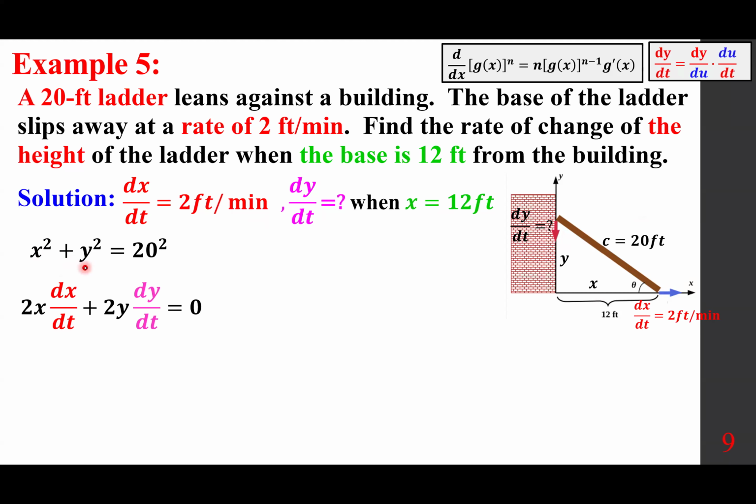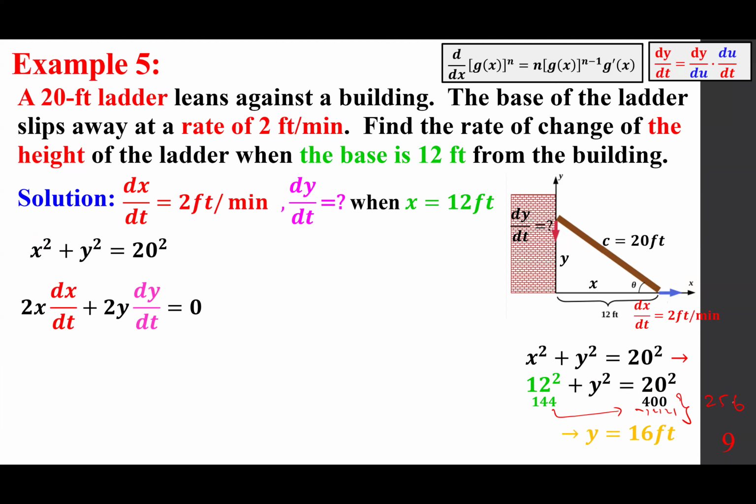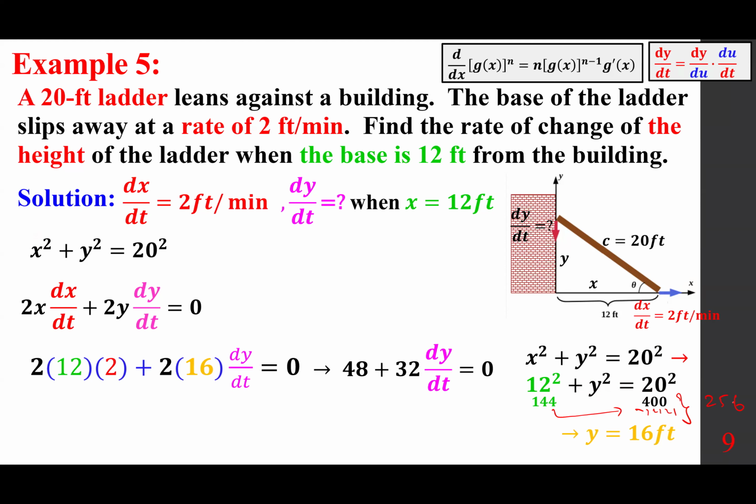You notice you have everything except y is missing, but at the point that x is 12, we can plug in. We get 12 squared plus y squared is 20 squared. This is 144. This is 400. Subtract. We get 256 and we get 16 feet. We plug in 2 times 12 times 2 is 48, 2 times 16 is 32.